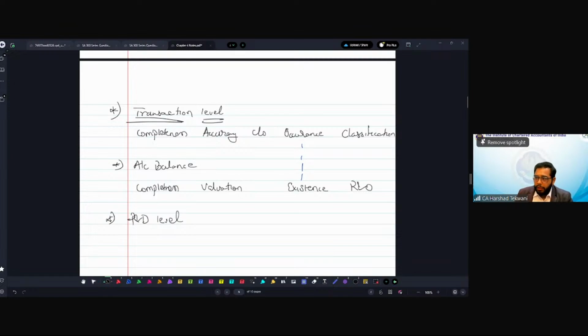Those are again occurrence and rights and obligations, based on the type of the disclosure, whether it's a transaction level disclosure or an account level disclosure. Then you have completeness, then you have classification, and you have accuracy or valuation.